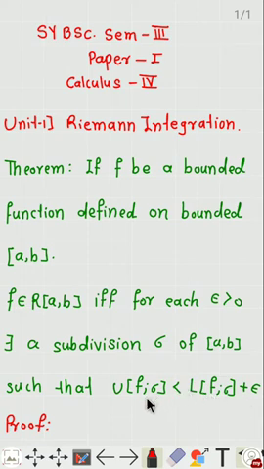In the properties of upper sum and lower sum, we have seen that the lower sum is always less than or equal to the upper sum. But if for epsilon greater than 0 there exists some subdivision sigma which gives us U(f, sigma) strictly less than L(f, sigma) plus epsilon, then f is Riemann integrable. So this is an if and only if. Therefore we prove this theorem in two parts. Okay, so let us start now.